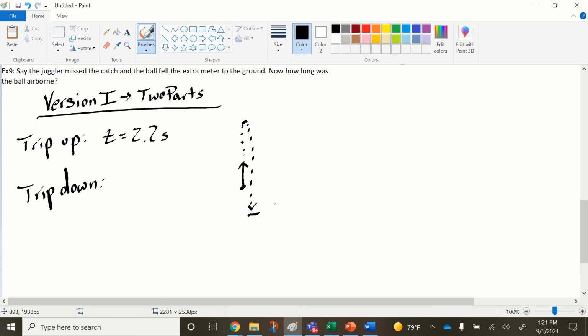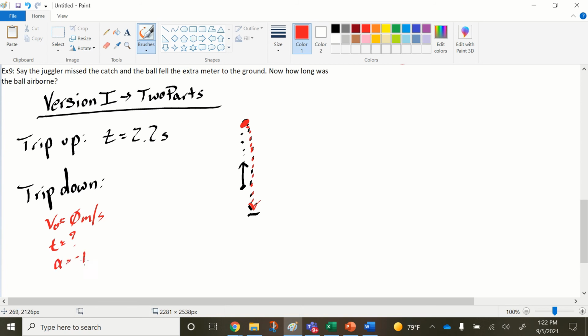When you break it up into two parts, you could ignore the entire beginning of this and just treat it like a drop problem. What do you know about its trip back down? Well, if you start at the top, its initial velocity is going to be 0 meters per second, because the velocity at the top is always 0 meters per second. We won't know what its final velocity is. That's not important. We need to find time.